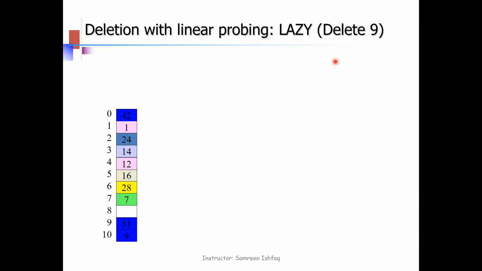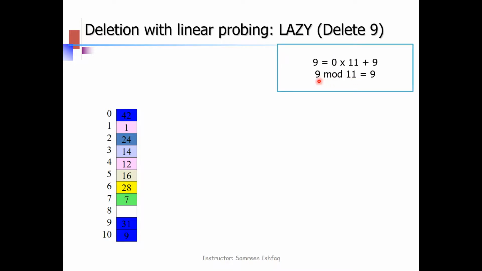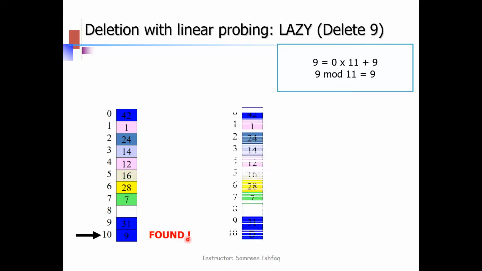Deletion with linear probing. For example, if the user wants to delete 9, first we will compute the hash function. 9 mod 11 is equal to 9. Now we will compare 9 with the value at the 9th index. 31 is not equal to 9. Now we will try the next available position using the linear probing formula h of x plus i, where i is the number of collisions. Total 1 collision occurred. 9 plus 1 is equal to 10. Now we will check the 10th index. 9 is equal to 9, the value is found. Now instead of deleting, we will just mark that slot with D.